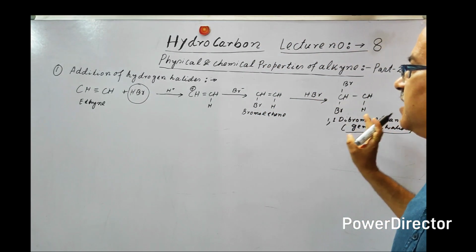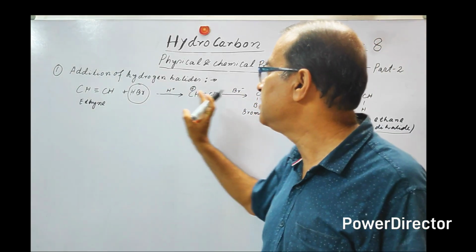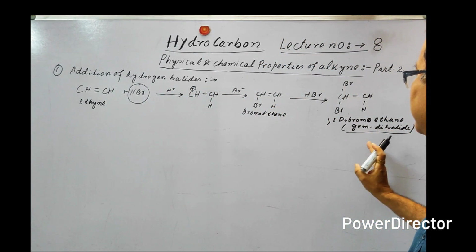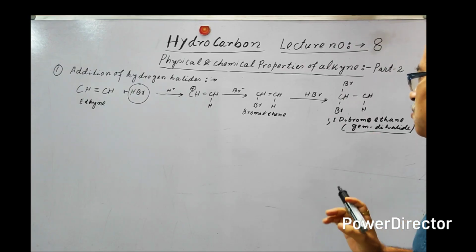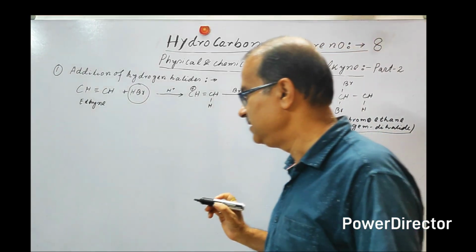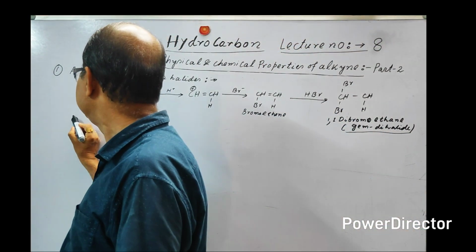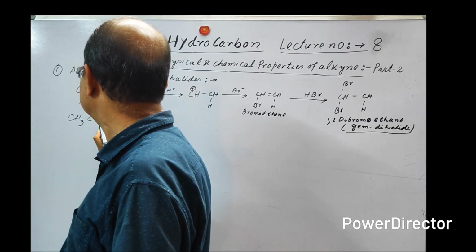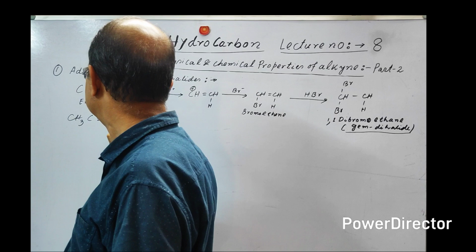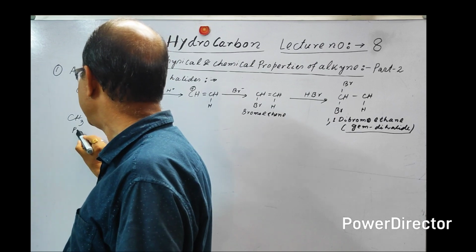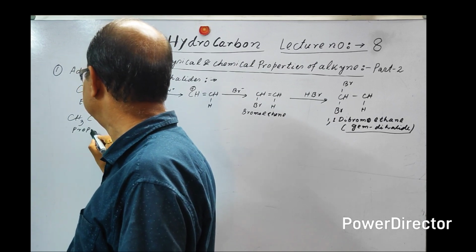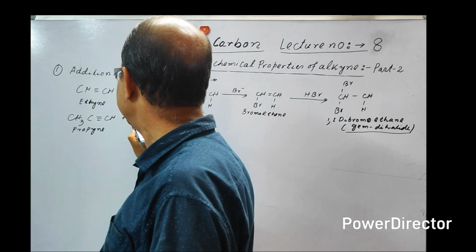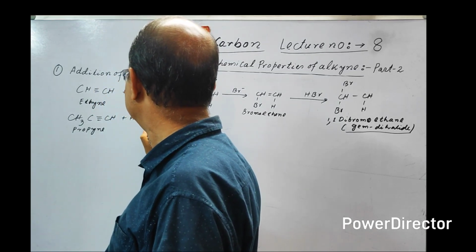So this is the reaction where we observe the addition of hydrogen halides, and it is going to produce 1,1-dibromoethane, and this is also called gem dihalides. Now we are taking propyne, and again we are taking HBr, addition of HBr.